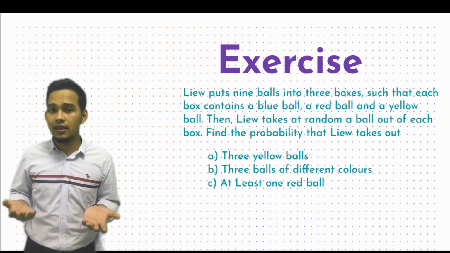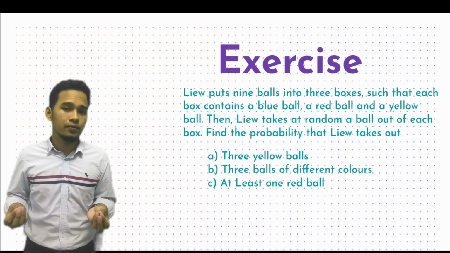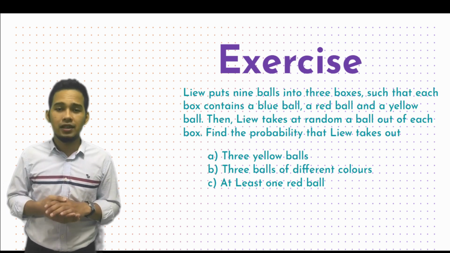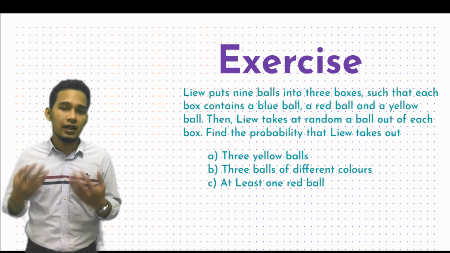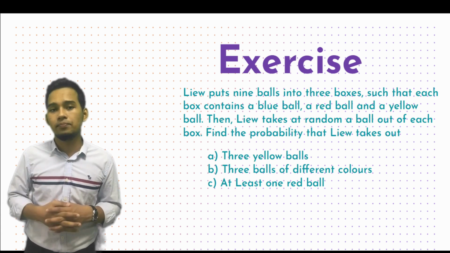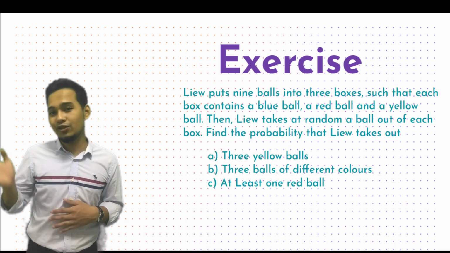Find the probability that Liu takes out: A. 3 yellow balls. B. 3 balls of different colors. And C. At least 1 red ball. Let's do it together.